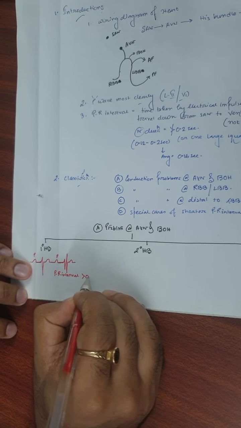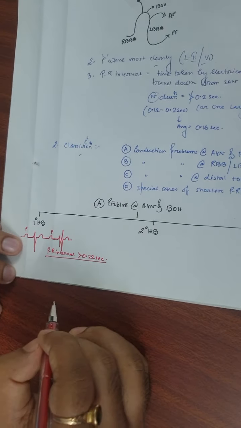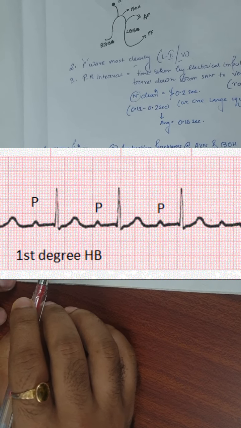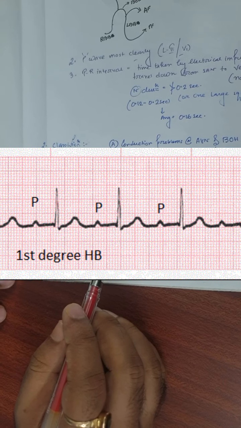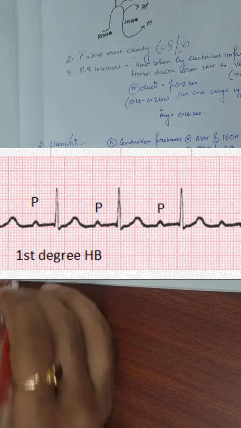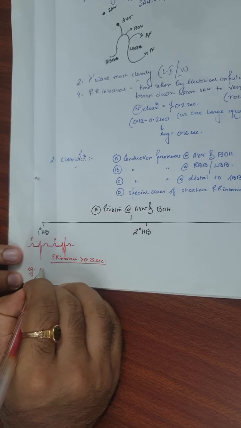So here the PR interval is normally more than 0.22 seconds in duration. But remember, all the electrical impulses are getting transmitted. No electrical impulse is lagging behind. So what are the different causes of this first degree heart block?